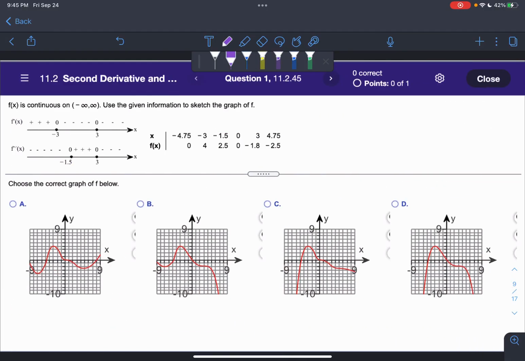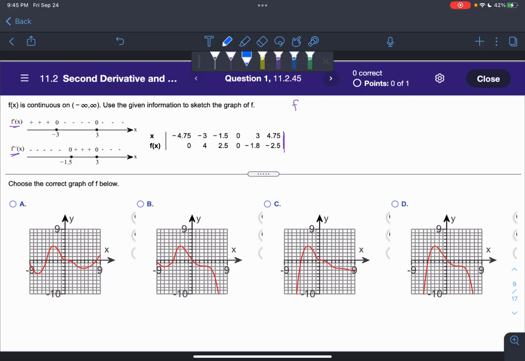Let's look at a new type of question. Here we have the sign chart. This is the sign chart for f prime, and then we have the sign chart for f double prime. We're also given some function values, these x values, if we care to know, but personally we could probably figure it out between the two sign charts. So I'm going to use our sign charts and extract information from them.